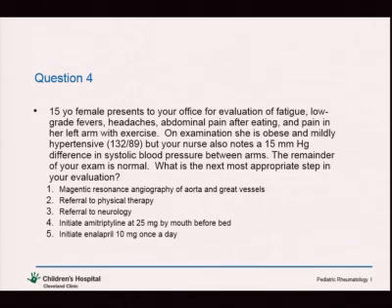Question 4: a 15-year-old female presents to your office for evaluation of fatigue, low-grade fevers, headaches, abdominal pain after eating, and pain in the left arm with exercise. On exam, she's obese, mildly hypertensive at 132/89, but your nurse also notes a 15-millimeter difference in systolic blood pressure between the arms. The remainder of your exam is normal. What's the most appropriate next step in your evaluation?